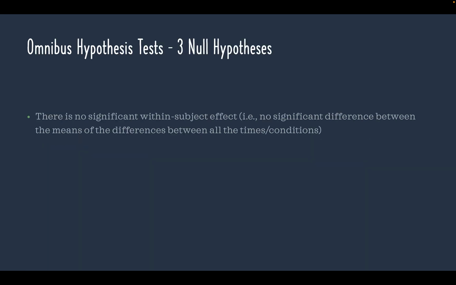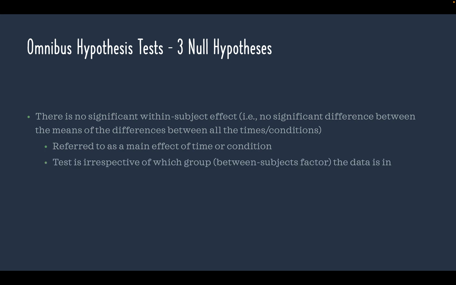All right, so let's talk about the omnibus hypothesis tests. There are 3 omnibus hypothesis tests, and the first null hypothesis is that there's no significant within subjects effect. Keep in mind with the two-way mixed ANOVA, we've got a within subjects factor and a between subjects factor. So the first one is the main effect for the within subjects factor: there is no significant difference between the means of the differences between all the times or conditions. Again, this is referred to as a main effect of time or condition.